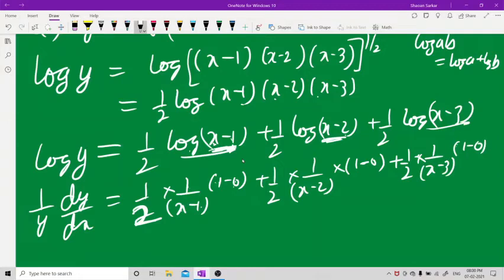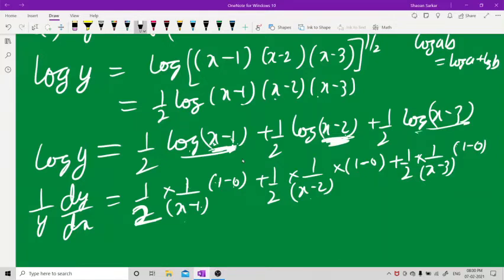What I did was that I used the log operation. The derivative of log x is what? 1 upon x, then the chain rule. The derivative of x minus 1 is 1 minus 0. Then half log x minus 2, then this one, then this one. The derivative of x is 1 and the derivative of 2 is 0.